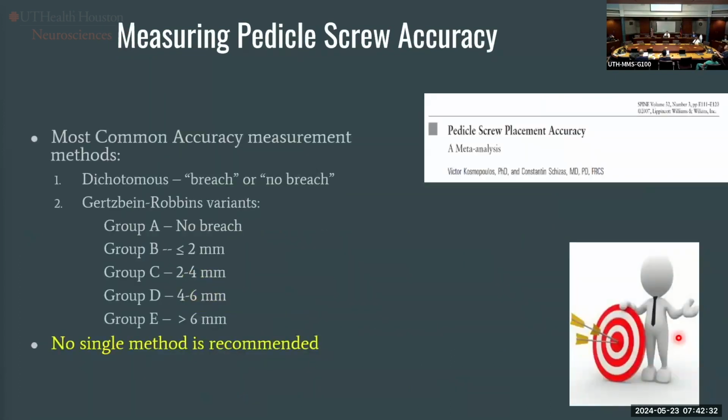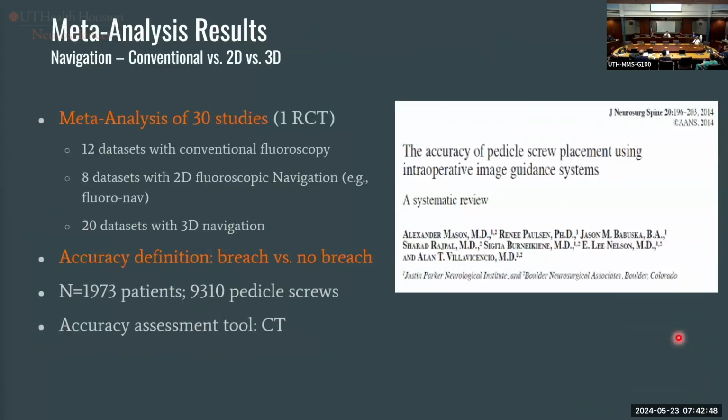So the most commonly used accuracy methods are dichotomous, either breach or no breach, or this Gertzbein-Robbins variance, which is essentially how far out of the pedicle you are, mostly toward the canal. The 2007 paper didn't recommend any single accuracy measurement. So another meta-analysis that came out in 2014 was very well done.